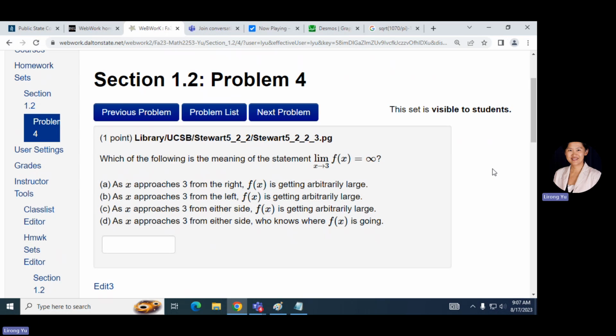So here is the verbal description. As x approaches 3, from either side, left or right, from both sides, visually you can see f of x is getting arbitrarily large. And the last one says we know where f of x is going, so I guess we'll answer C. A and B only focus on one side of the function, but on the left side and right side of the function, it happens the same way. So I would say the answer to the statement would be C.